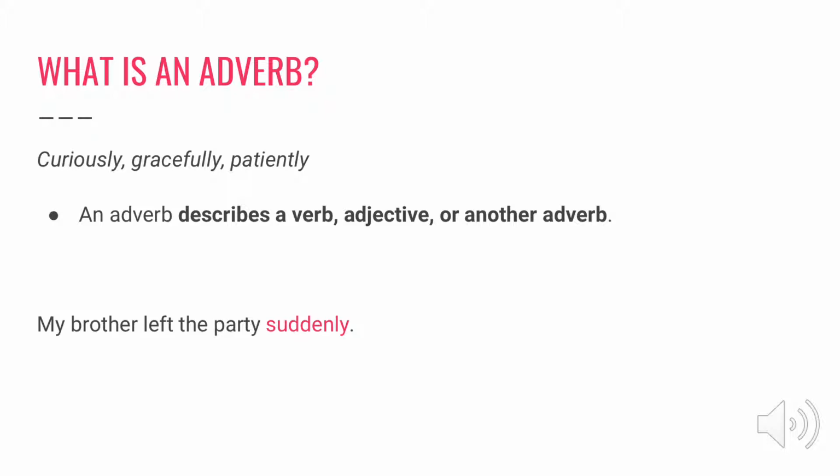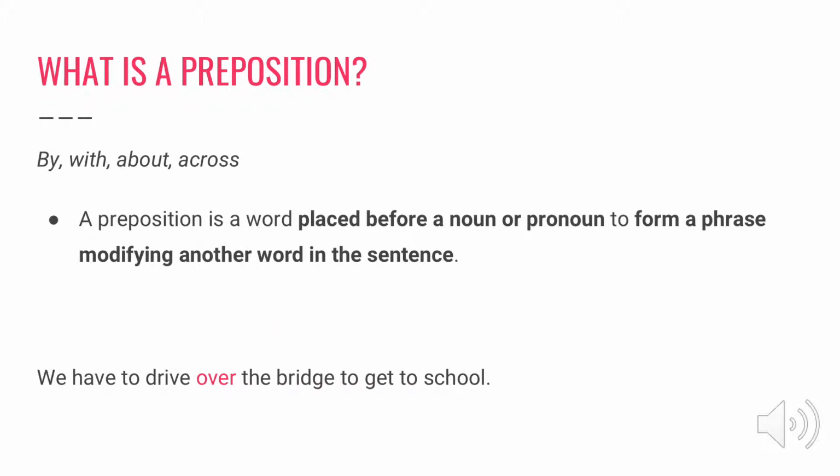Adverbs can be single words, they can also be phrases. An example of a word that looks like an adverb but is not considered an adverb is the word lovely. Lovely would be considered an adjective instead because it is being used to describe a person, a place, or a thing. Now we have prepositions.